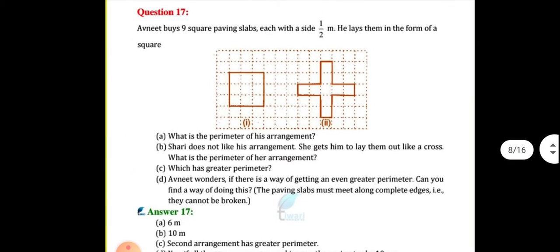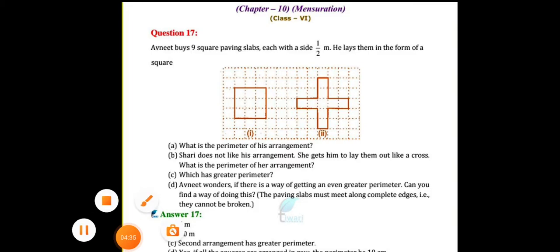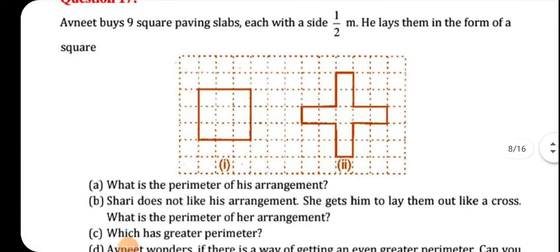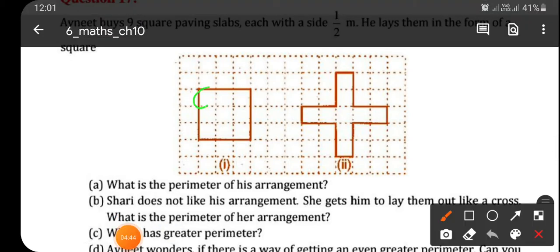Now question number 17. Avneet buys 9 square paving slabs, each with a side of 1 by 2 meter. He lays them in the form of a square. Total 9 slabs. Here you can see that Avneet buys 9 slabs: 1, 2, 3, 4, 5, 6, 7, 8, 9. Okay, total 9 slabs he buys.